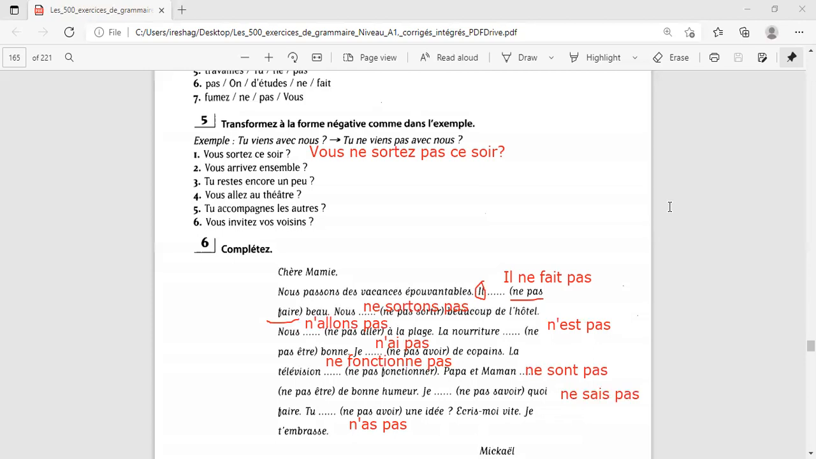So, for your exam also, you are supposed to write a postcard. So, keep these things in your mind. Écris-moi vite. Write me soon. Je t'embrasse. I embrace you. So, those are the ending parts of a postcard as well. Okay, those things, keep them in your mind. Yes, Niruja? Écris-moi vite. Write me soon.